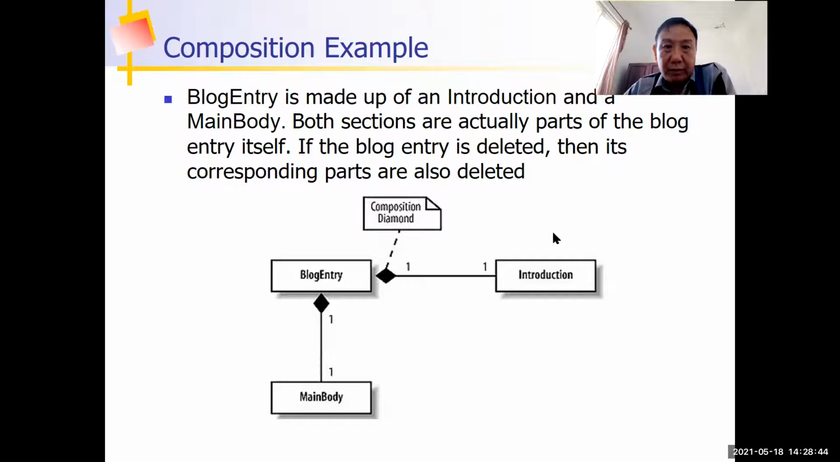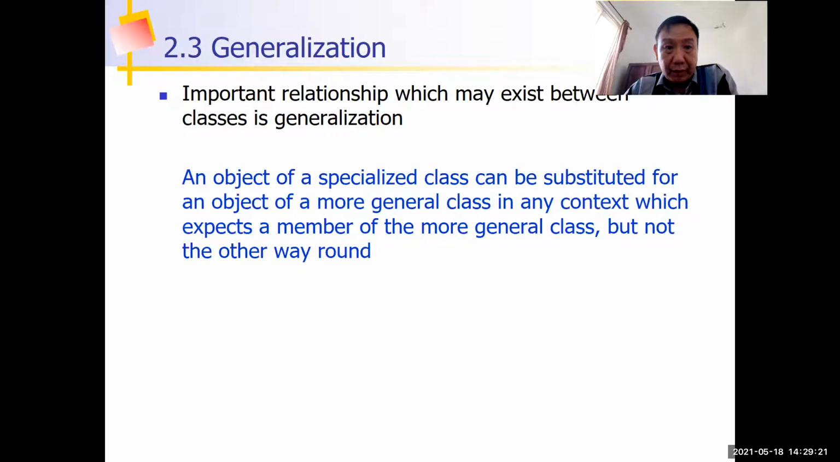Okay, so this is another example. A blog entry is made up of the introduction and the main body, and both sections are actually part of the blog entry itself. So if the blog entry is deleted, then of course the corresponding parts are also deleted. If one is deleted and the others are also deleted, then you know this is a kind of composition relationship.